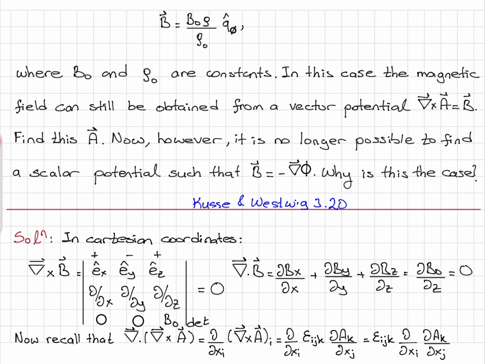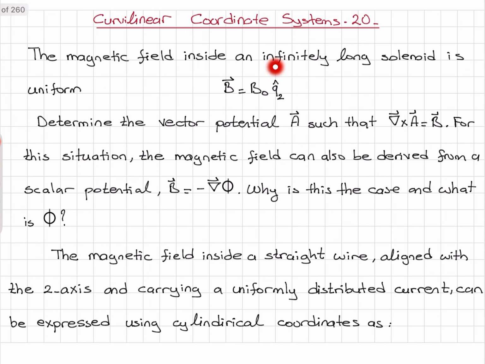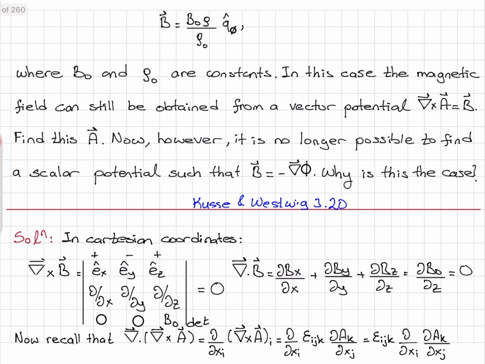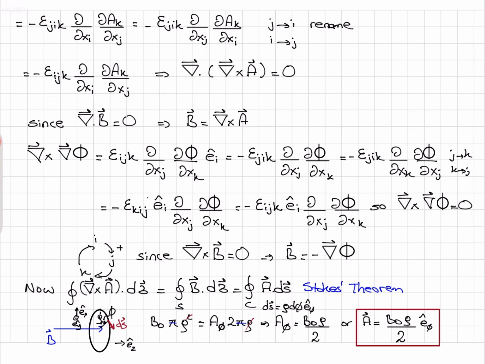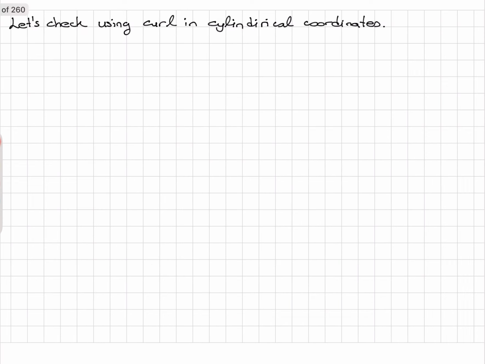So when we looked at the divergence and curl of the magnetic field, the first magnetic field given for the infinitely long solenoid, we found that they're both equal to 0. Therefore, B can be written as curl A or minus gradient of phi, as we have shown using Einstein's summation notation, and we've obtained a vector potential A, B0 rho over 2 in the phi hat direction, using Stokes' theorem for this loop. Now, I want to check this result, first of all, using cylindrical coordinates.